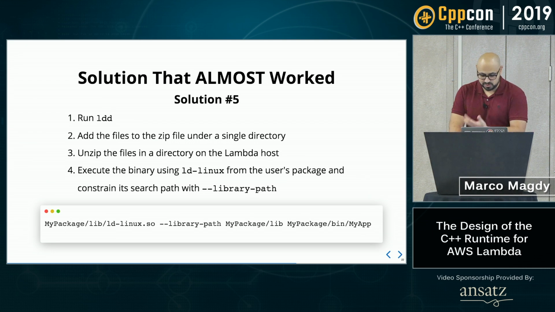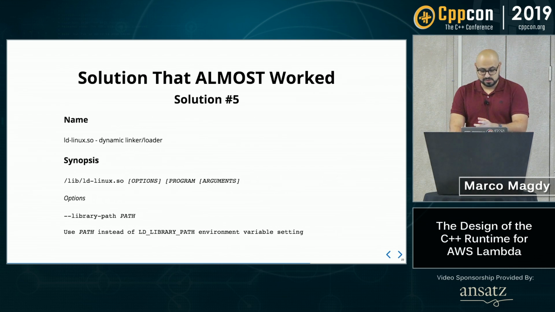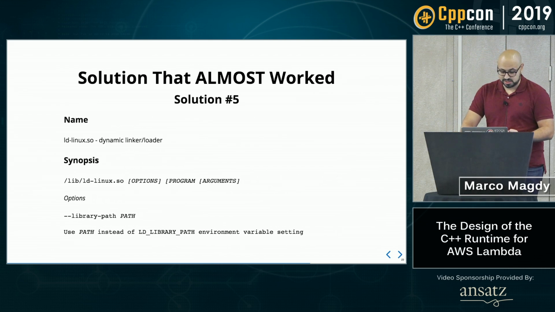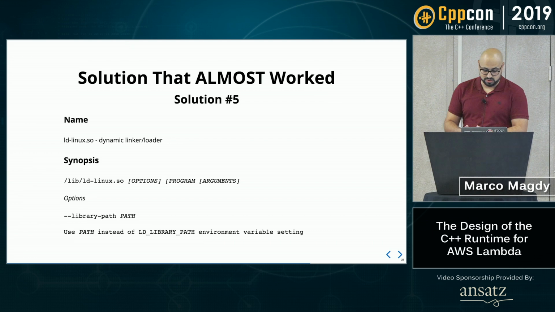To give you more understanding, this is from the man page of LD Linux. LD Linux is a library, but it can be executed just like an executable. It takes some options and a program to run, as you can see. And one of those options is a library path. When you do that, this supersedes the R path and supersedes LD library path. So basically, now your program is running scoped down to whatever path you passed in.